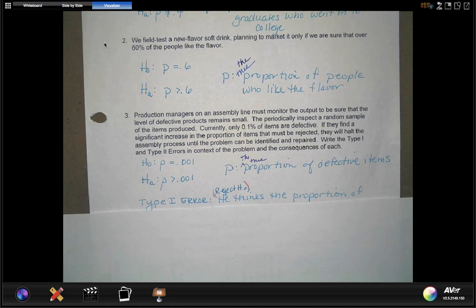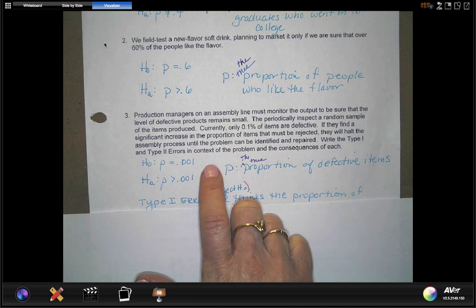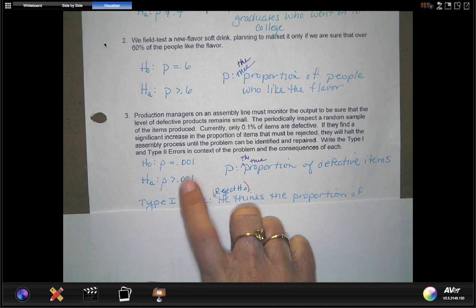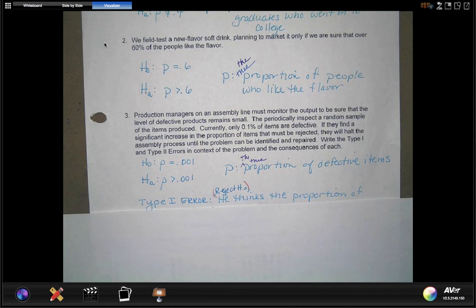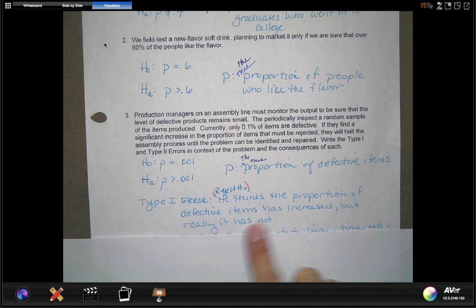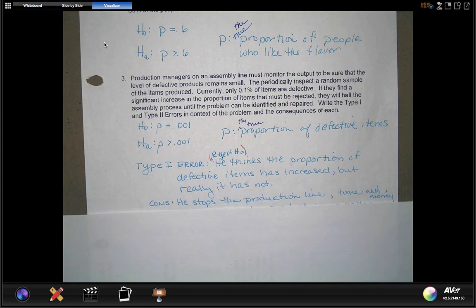So type 1 error is that you reject H0, but it was actually true. So if I reject it, then I think that this is true. So he thinks the proportion of defective items has increased, but really it has not. Remember, we've made an error here. So he stops the production line, time and money are wasted, and production is halted.